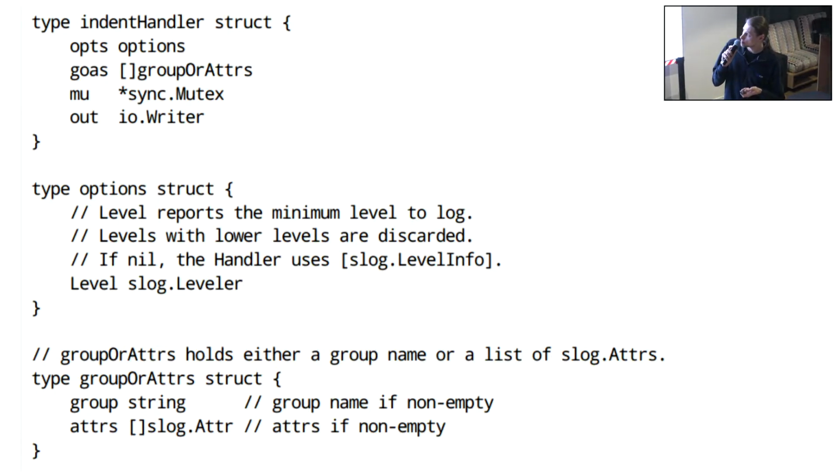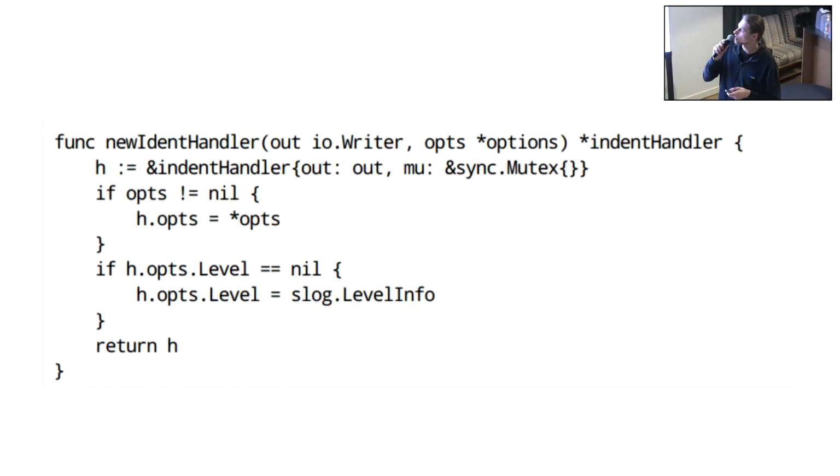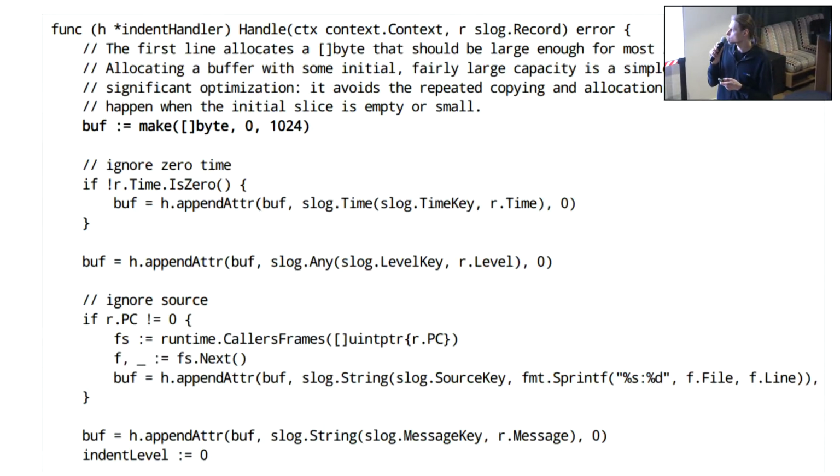So let's go a bit deeper. How is this handler implemented? You create options, which are optional, of course. You create a group of attributes where you store a group and its attributes. You use a mutex and you have your writer. The mutex is used to protect the writer from simultaneous calls. And we create a new logger with basic information predefined, like info level and the mutex initialized.